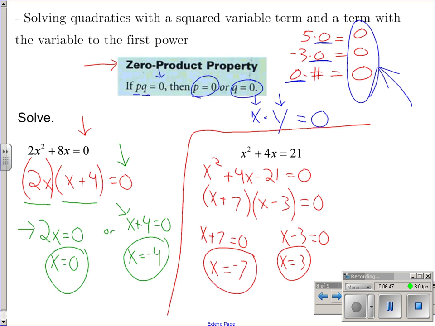Again, going back to those names, -7 and 3 are the zeros. They're also the x-intercepts. If we look at this quadratic, x squared plus 4x minus 21, it's a parabola. It opens upwards because it's a positive x squared. We're crossing the x-axis at -7 and at positive 3, so the parabola is going to be somewhere like that. This is the idea of solving quadratics. And again, you only have to do this factoring when you have the x squared term and an x term.